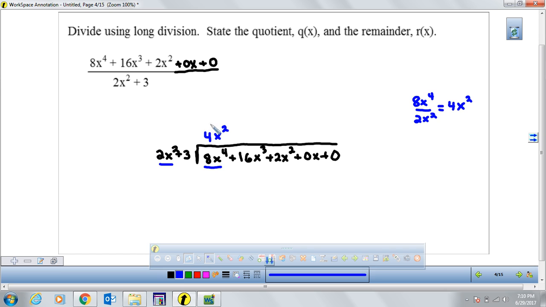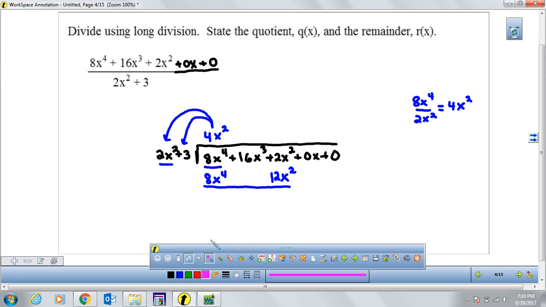Next step in the process is that we need to multiply this times the terms on the outside, which is the divisor. 4x squared times 2x squared is going to be 8x to the fourth power. You have to align it under the same power, so the fourth power goes under the fourth power. Then 4x squared times 3 gives us 12x squared, so you have to align it under the 2x squared. So we're going to have a 12x squared right here.